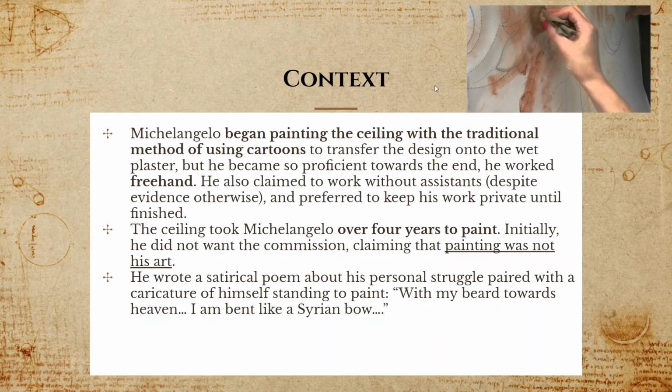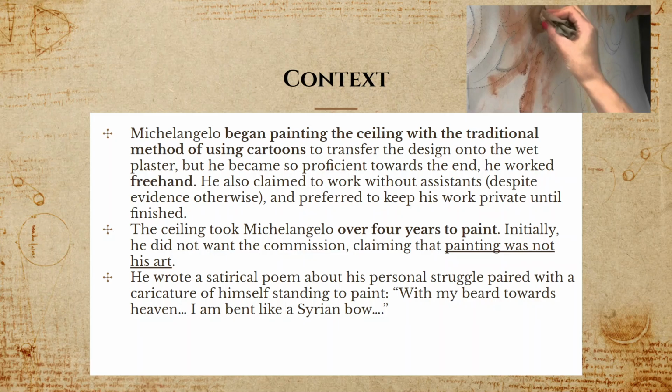Continuing forward with context relating to his actual painting. So when he starts painting the ceiling, he's using a very traditional method of cartoons, where all the sketches are done ahead of time. And then he transfers the design onto wet plaster, because this is a fresco. And then he's rubbing the cartoon into the ceiling. However, once he's getting the hang of it, he is freehanding it. He's just going in, go for it. I'll just put the sketch down, it's fine, whatever. So he's gaining confidence as an artist even through this.